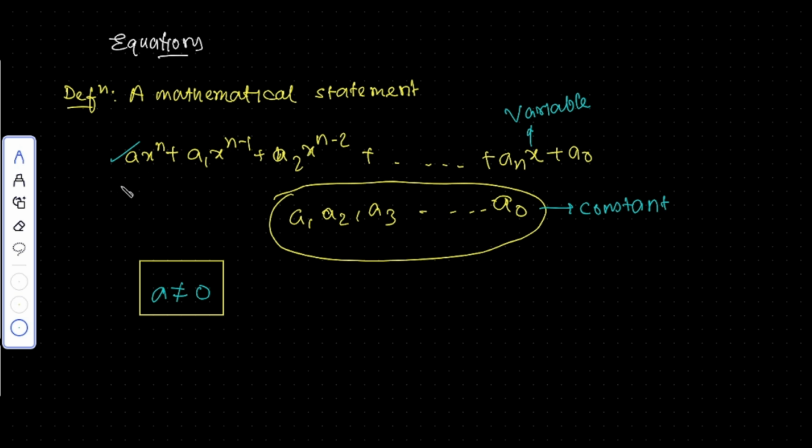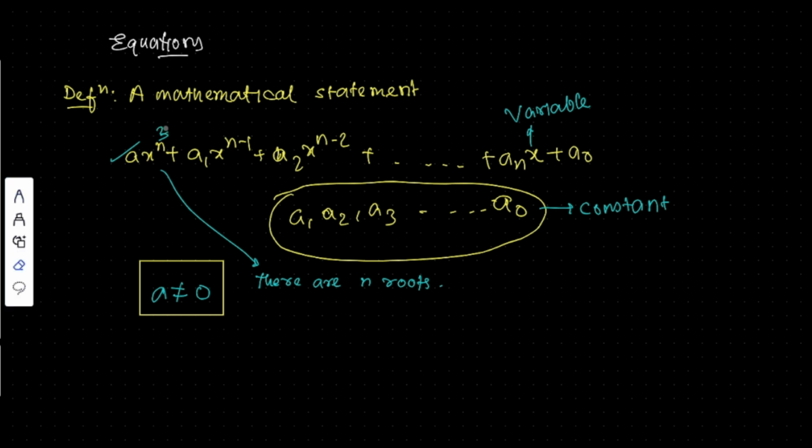Fourth condition is the n here, it is the highest power. It's n minus 1, n minus 2, and these are all lesser powers. According to the highest power, there are n roots. Means how many roots will be there? If there is 2, there will be 2 roots, 3 roots, 4 roots, and more than that.